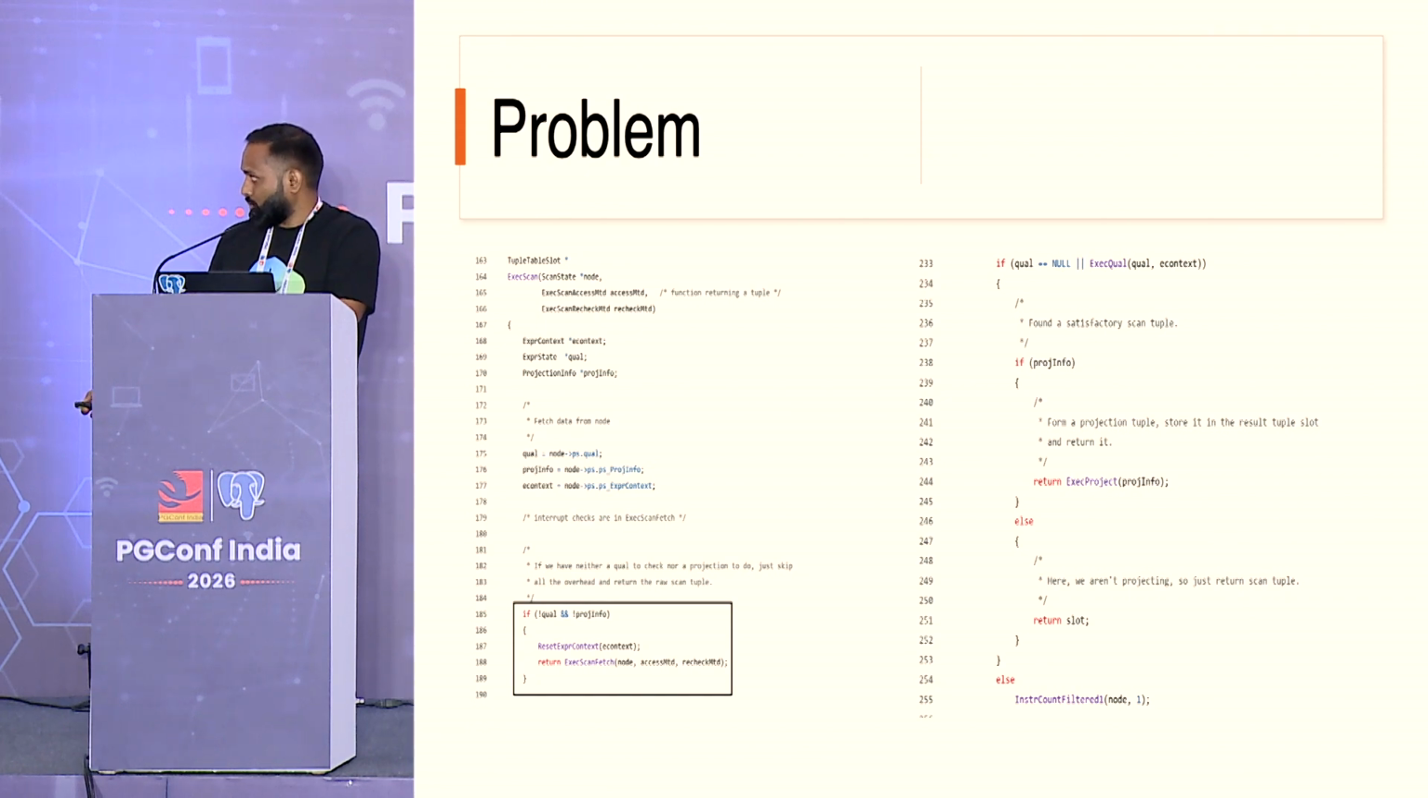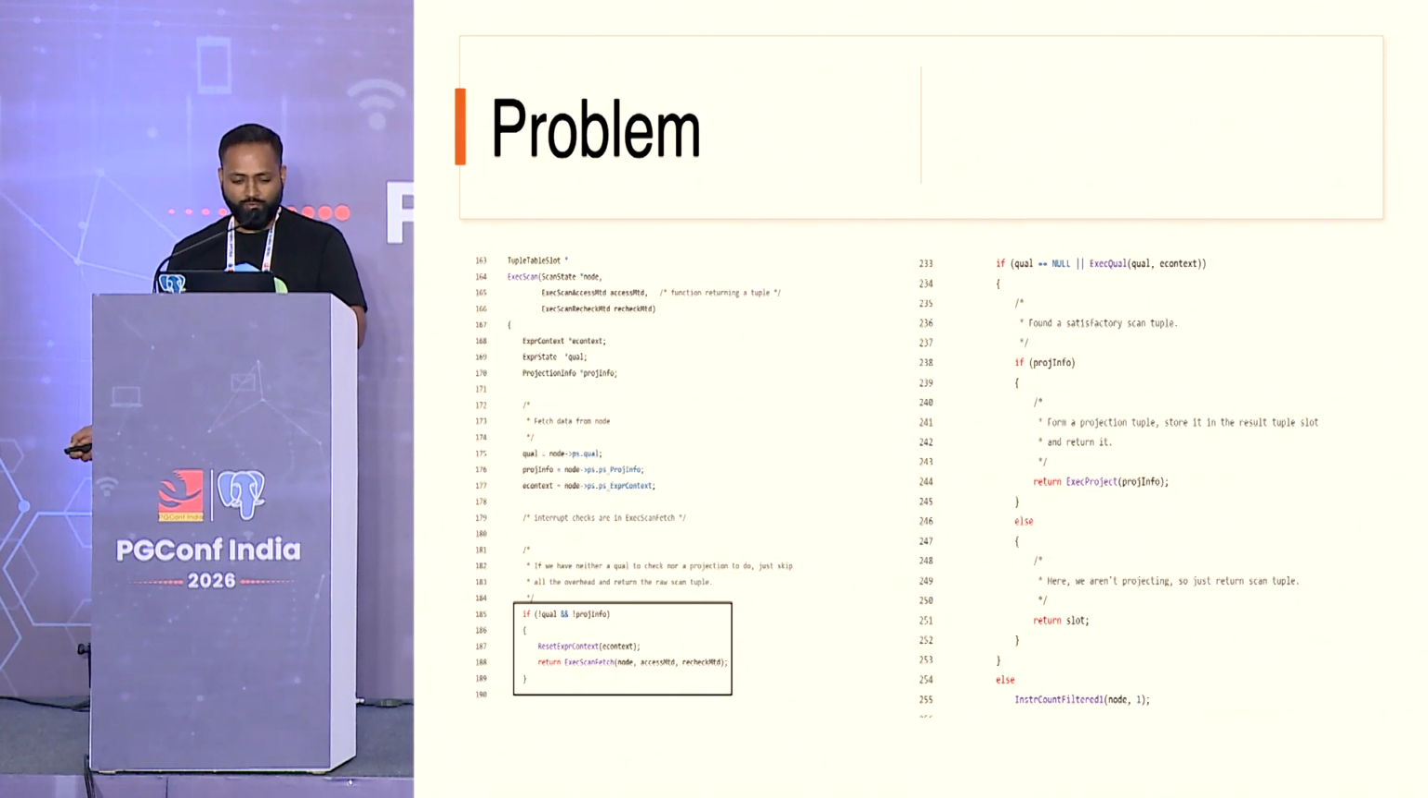It was checking whether the qualification and projection infos were present or not. For most SQL queries, we won't have qual and projection info, so this was getting checked unnecessarily. The fix was that they separated it into different functions, so that whenever these are not present in the query, those functions won't get executed.